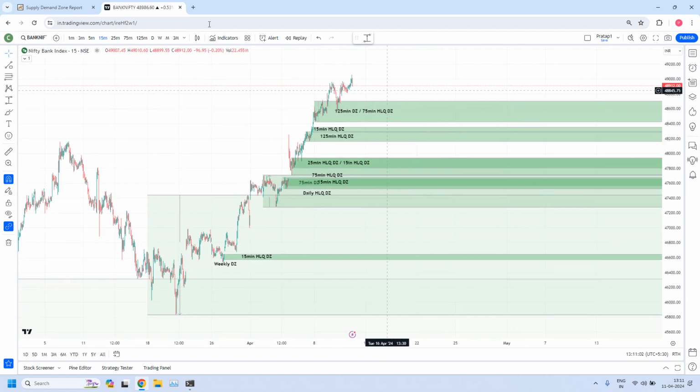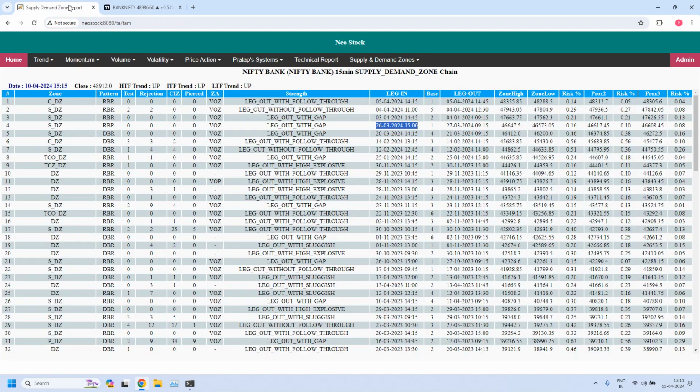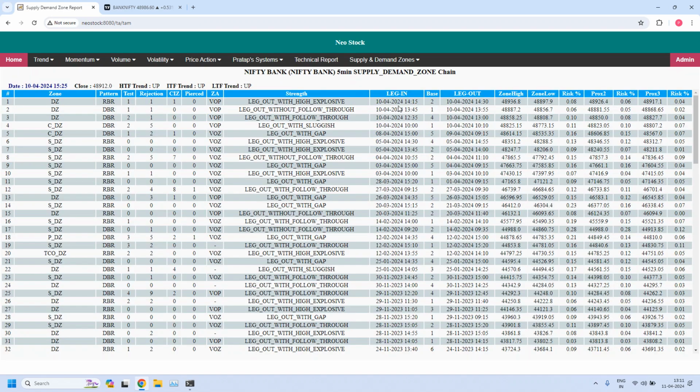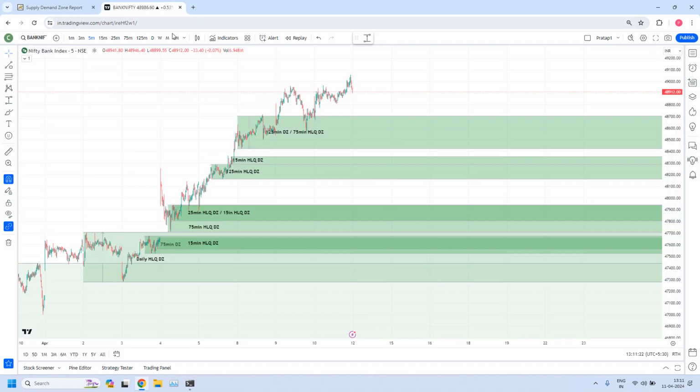Now let me change the time frame to 5 minutes, and also let me generate the 5 minutes chain. We have 3 normal demand zones. 4th onwards, we have continuously high liquidity demand zones. These normal demand zones, you please draw them on the charts.